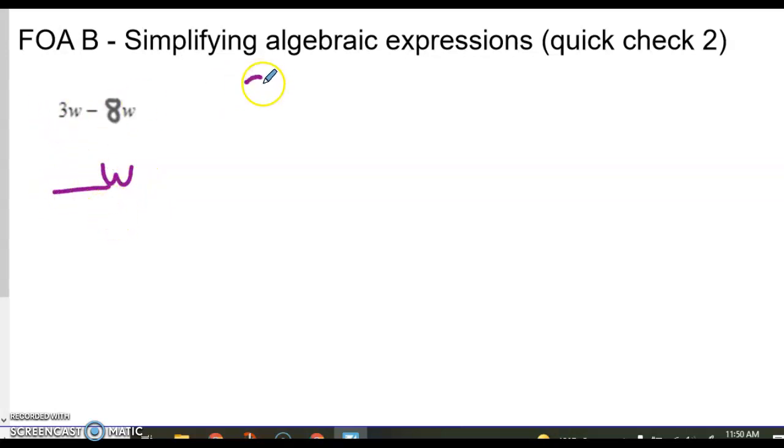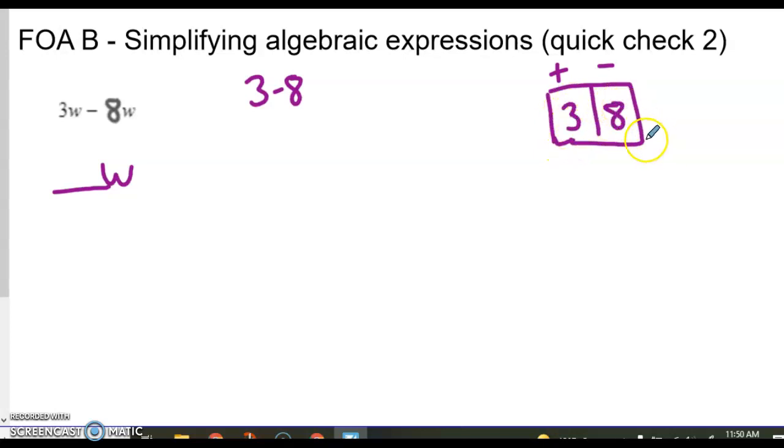You can either do 3 minus 8 in your calculator, or you can use your brain and say, okay, if I have my positive and negative teams, if I have 3 on the positive team and 8 on the negative team, the negative team should win because they have 5 more players. So either way you want to do it, you can do it in your calculator or in your brain. You can't type the W's in the calculator though. You have to just type the numbers. But here my answer should be negative 5 W's.